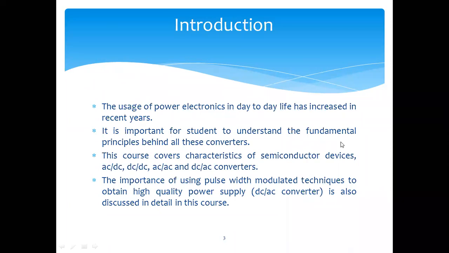And also fundamental principles of the converters. Fundamental principles of the converters is the best for all the students to understand. Why? Because from the converters only we are studying inverters next. Okay, next this subject covers characteristics of semiconductor devices and also AC to DC, DC to DC, AC to AC and DC to AC converters. Next one, the importance of using pulse width modulated techniques to obtain high quality power supply is also discussed in detail.